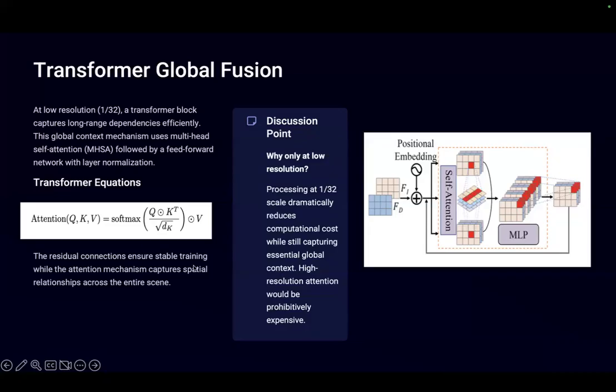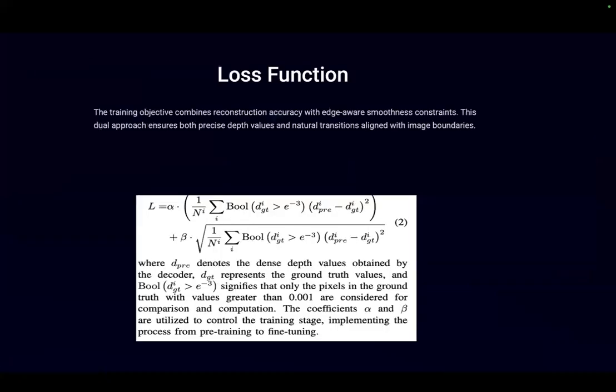So this global fusion basically includes the multi-head self-attention followed by the feed-forward network and normalization. The feed-forward is this MLP layer over here. In this way, it gets the spatial relationship over the network. So this is the global fusion.